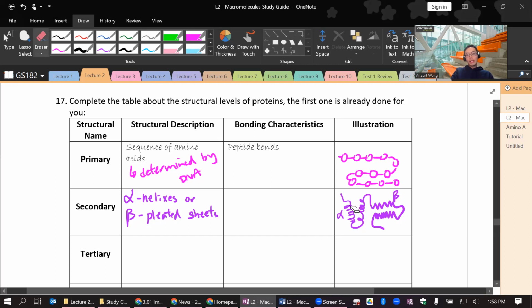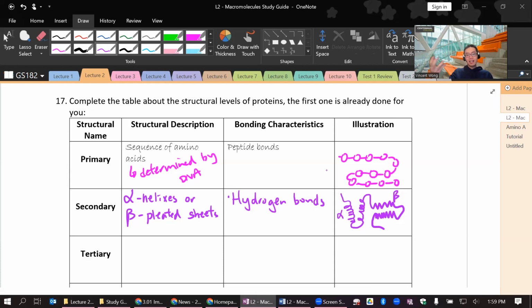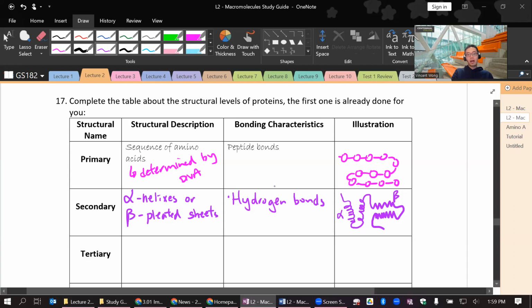Okay, so what's holding these loops and zigzags together? They are held together by hydrogen bonds. Remember we talked about hydrogen bonds earlier today, right? You get hydrogen bonds when a slightly positive part of a molecule interacts with a slightly negative portion of another molecule, such as two water molecules. Well, hydrogen bonds can form from the backbone as well. So hydrogen bonds are formed in the peptide backbone.